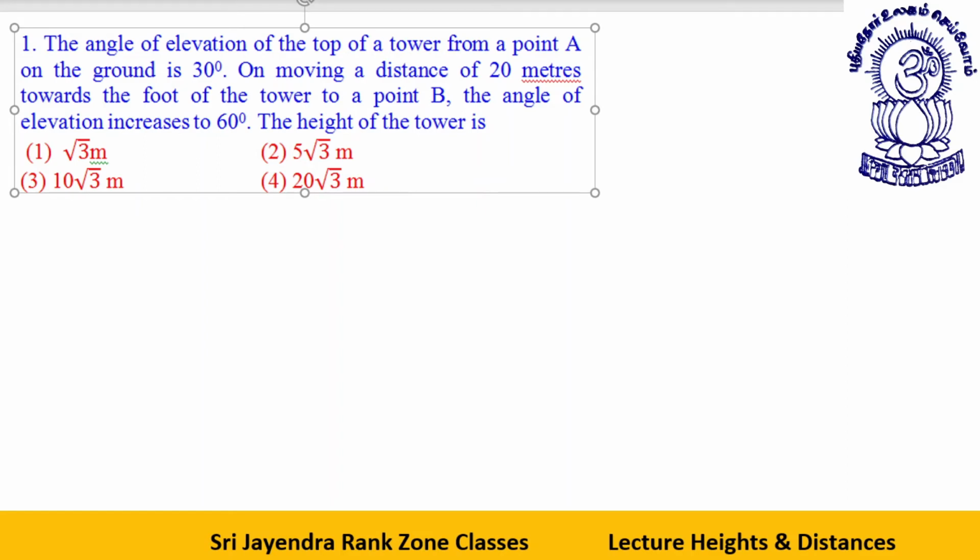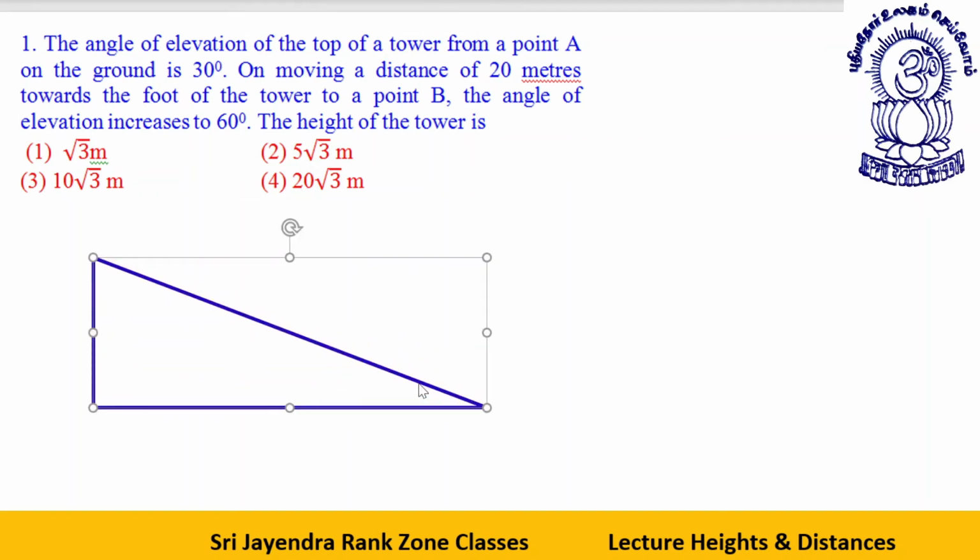Verbally, the angle of elevation of the top of a tower from a point A on the ground is 30 degree. On moving a distance of 20 meters towards the foot of the tower to a point B, the angle of elevation increases to 60 degree. The height of the tower is? What are you people being told right now? You have this tower. Right now, this angle is 30 degree. On moving 20 meters, if I move 20 meters like this, here, what angle do I see? This angle becomes 60 degree.